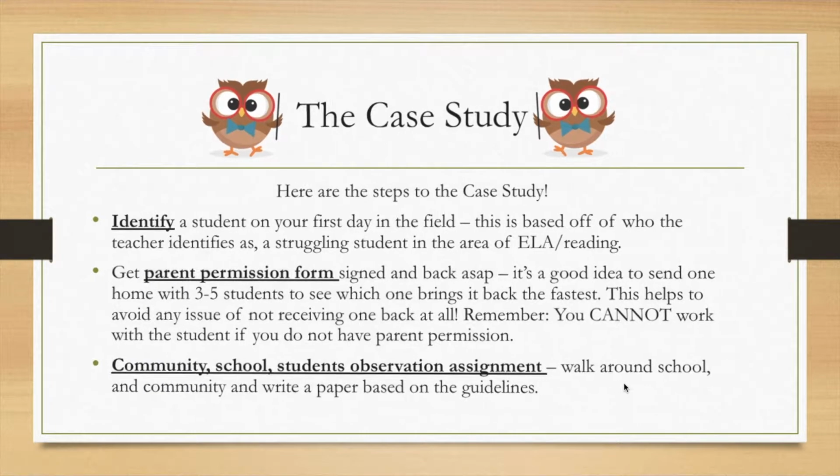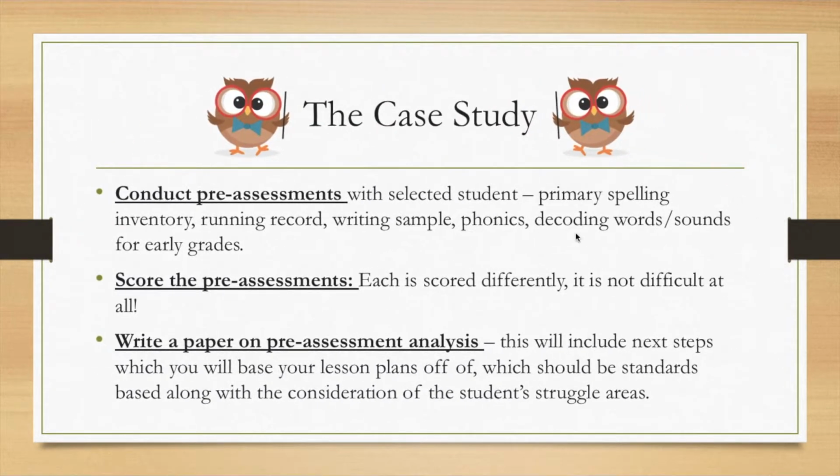Next, you'll conduct pre-assessments with the selected student that you have identified with your teacher. The pre-assessment consists of the primary spelling inventory, the running record, writing sample, phonics, decoding/sounds for early grades. Next, you will score the pre-assessments. Each of them are scored differently, and it is not difficult to do so at all.